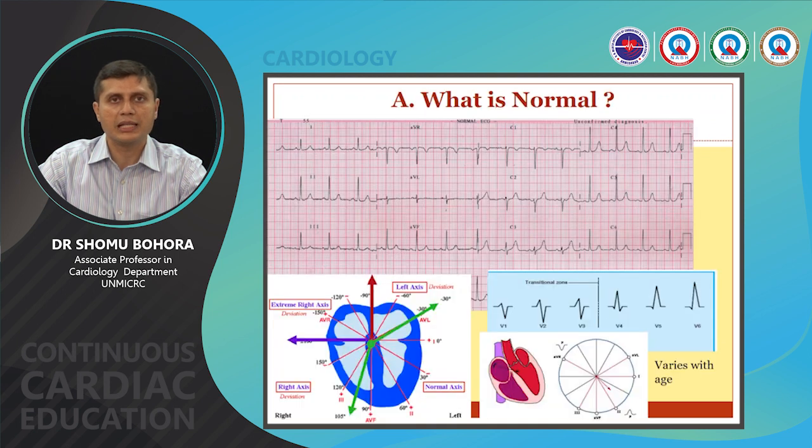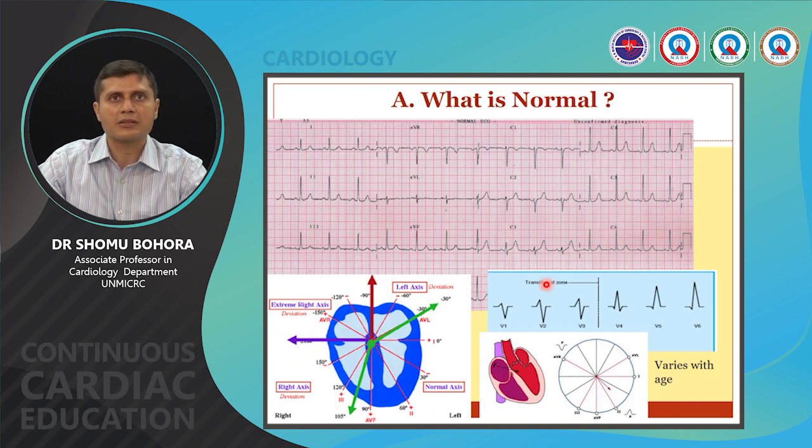So what is normal ECG in terms of enlargement or hypertrophy? If we see, the axis is very important both for the atrial enlargement or the ventricular enlargement. The axis should be between 0 to 90 degrees, and any change more than -30 or plus 120 would be regarded as left axis deviation or right axis deviation respectively.